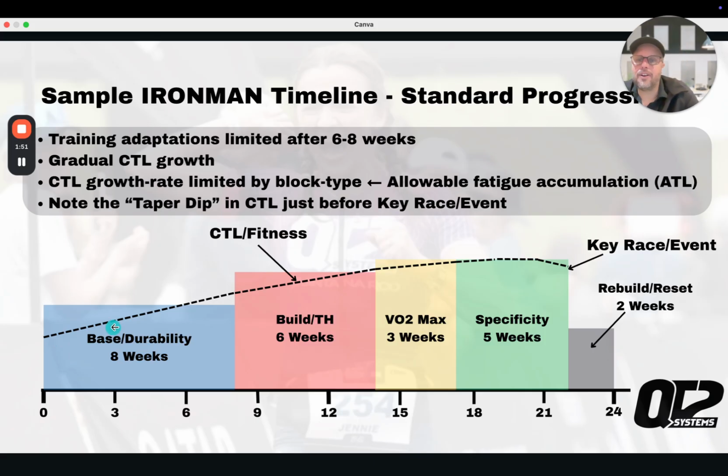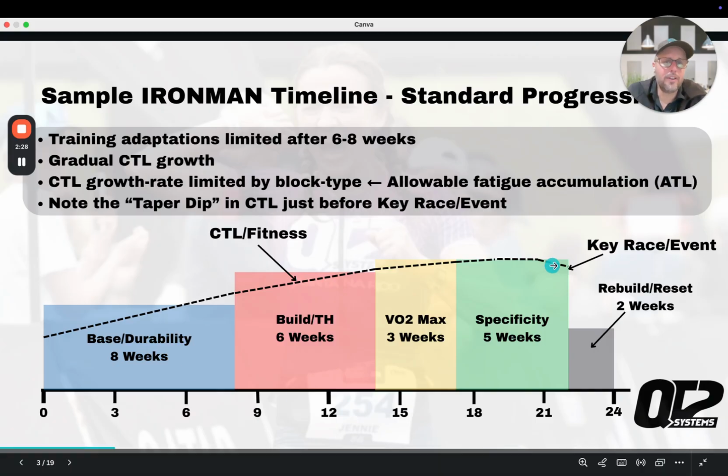This outlines a very gradual CTL growth. And as you can see, the slope of the CTL growth changes with the block type because we have to consider fatigue accumulation as we switch from block to block to block. During a base durability block, we can accumulate more fatigue because we don't have to worry as much about training quality. But as we go into the more intense blocks, we have to be careful about how we lay out training stress because we have to account for the accumulation of fatigue, because we need to ensure quality of workout.